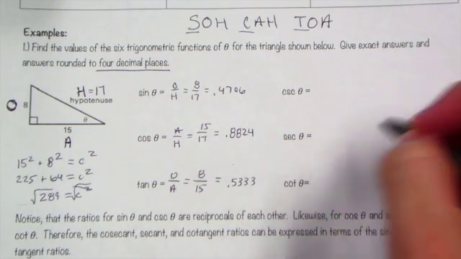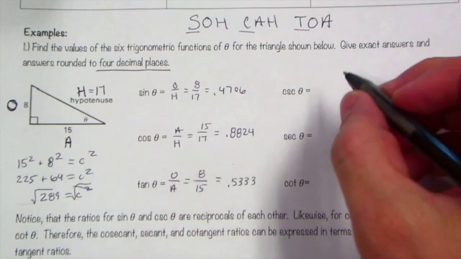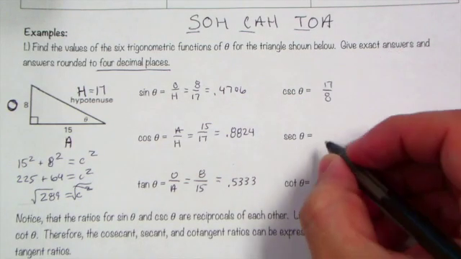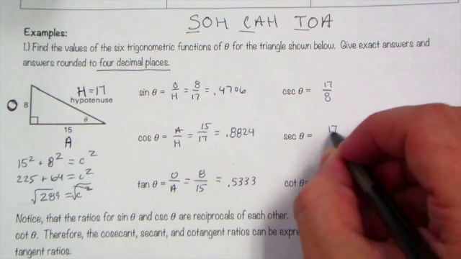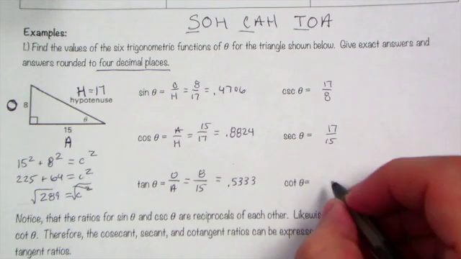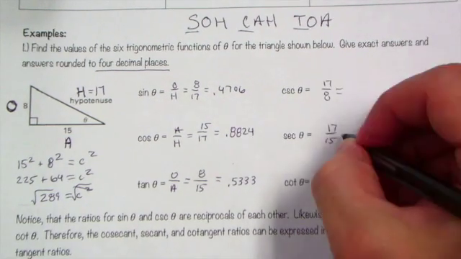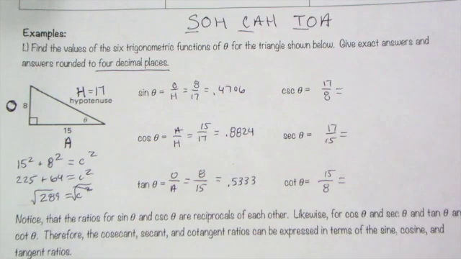Now what's nice is once you have the original trig ratios, sine, cosine, and tangent, to find the inverses, cosecant, secant, and cotangent, it's just flipping of the fractions. So instead of being 8 over 17, it's 17 over 8. Instead of being 15 over 17, it's 17 over 15. And instead of 8 over 15, it's 15 over 8. And we can find those decimals as well.